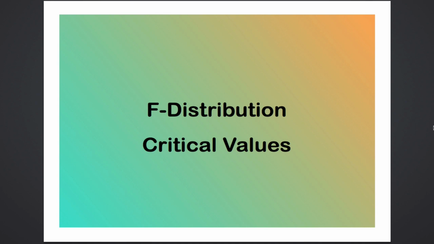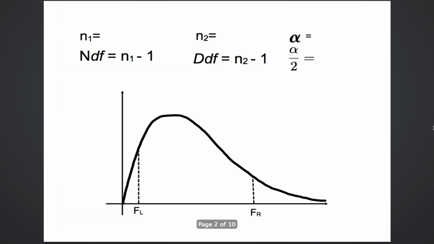One of the applications of the F distribution is when we compare two populations' standard deviations. To find the critical values for the F distribution, we need, of course, to have two samples. So n1 and n2 will be the sample sizes for these two samples, and we need to have a significance level alpha.